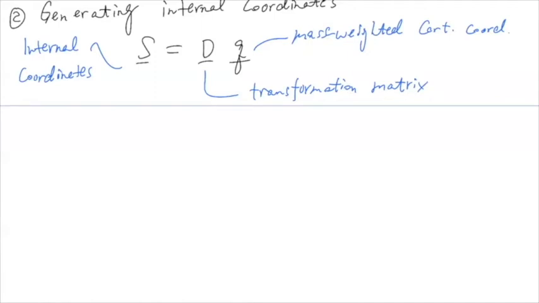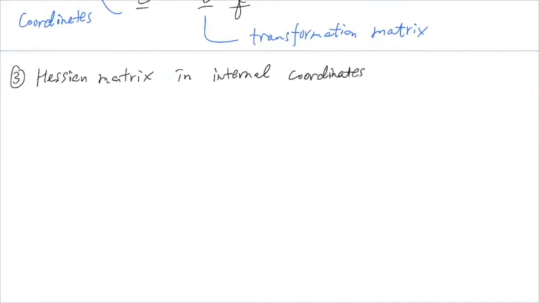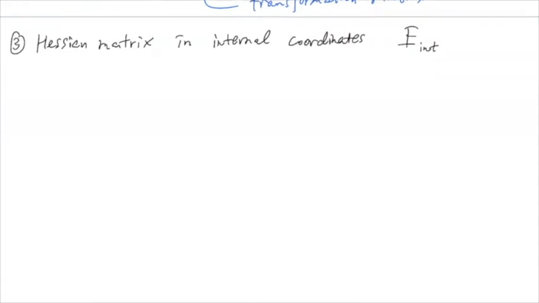So the third step is to construct the Hessian. You need to construct the Hessian matrix in the internal coordinate. This Hessian is called F internal coordinate. So we do this transformation by simply doing this projection.